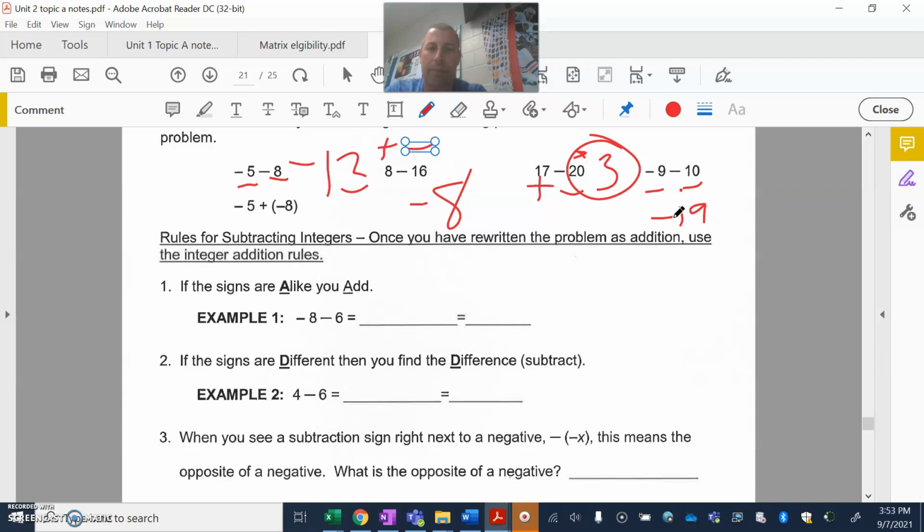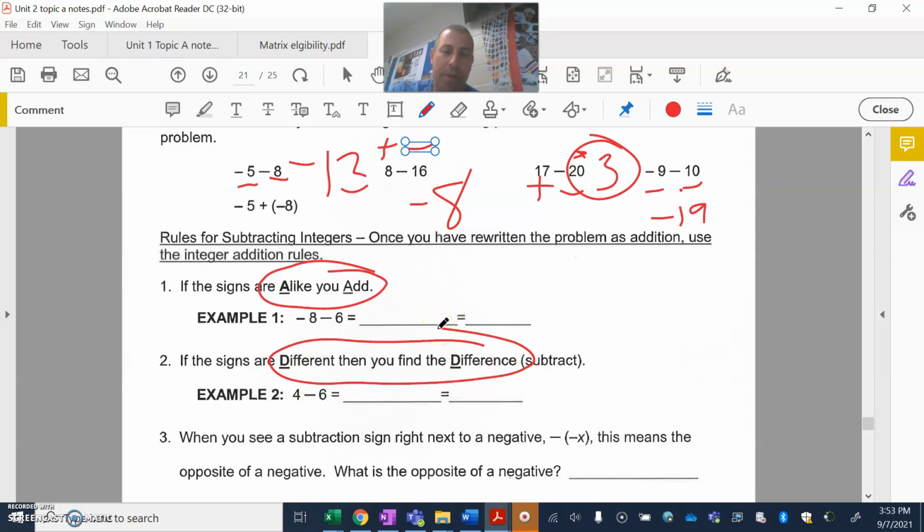Apparently, I'm supposed to bring up this little message here. When they're alike, you add. Same signs, you add. When they're different, you find the difference. In other words, it's a subtraction problem there. Again, another way of looking at it there.